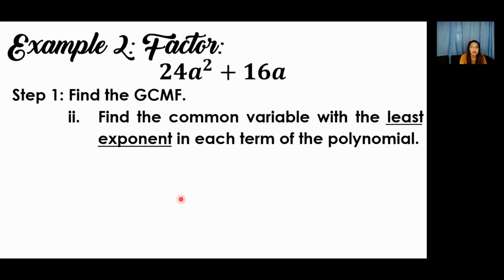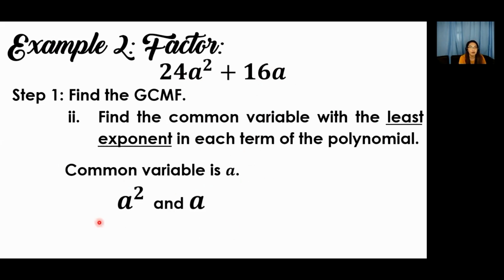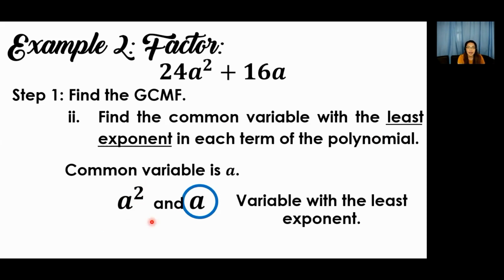So ang common sa kanila is a. At alin ang may least exponent? So, again, for a squared, ang kanyang exponent is 2. And then for a, ang exponent niya ay yung invisible 1. So, alin ang may least exponent? That is a. A is the variable with the least exponent.